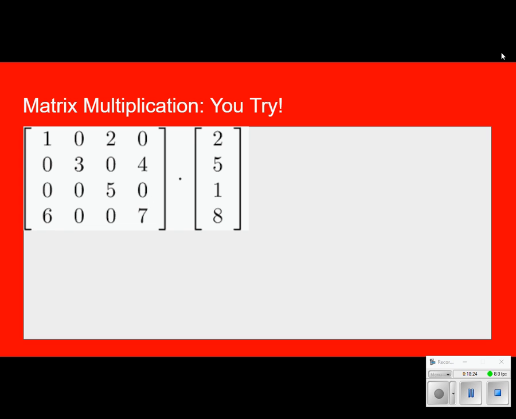All right, what about this one? This one looks fun because it's got a lot of zeros in that first matrix. So let's see. This is a 4 by 4. That's a square matrix. This is a 4 by 1. Can I multiply them? Yes. This is a match. So then my answer is a 4 by 1. 1, 2, 3, 4. There we go.